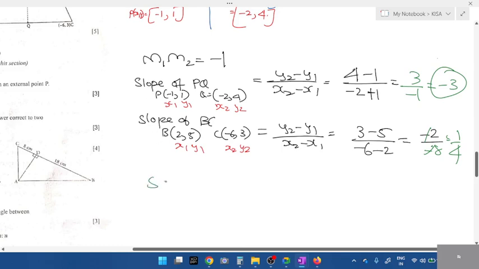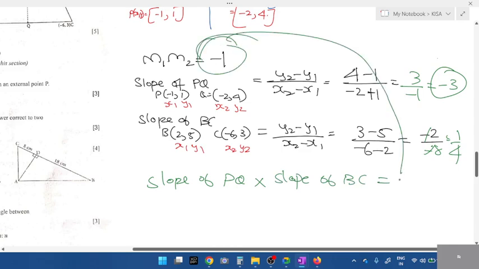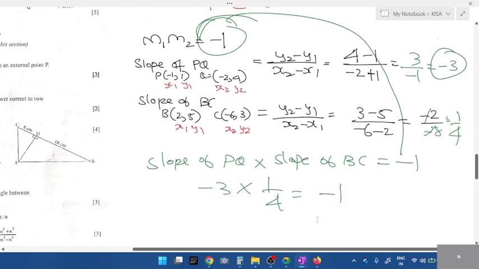just because we are using this, you can write slope of PQ and multiply slope of BC. Slope of PQ multiplied by slope of BC should be equal to how much? Should be equal to minus 1. Substitute minus 3 into 1 by 4. What's the answer? Is it minus 1? Are we getting minus 1?